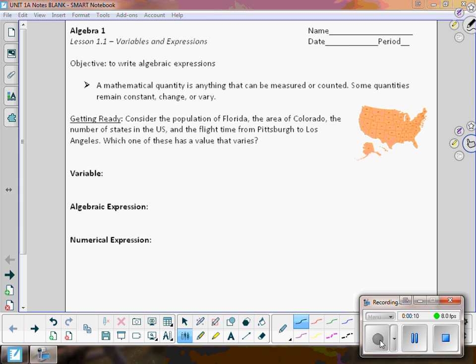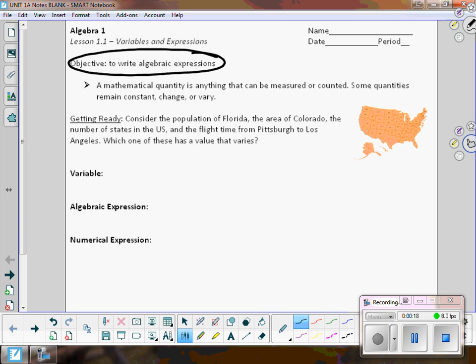We are going to be working on lesson 1.1 in your Algebra 1 packet today. And we're going to take a look at variables and expressions. So our objective for today is going to be to write algebraic expressions. So this is Algebra 1, and you need to be able to write out sentences using algebra. So here we go. A mathematical quantity is anything that can be measured or counted.